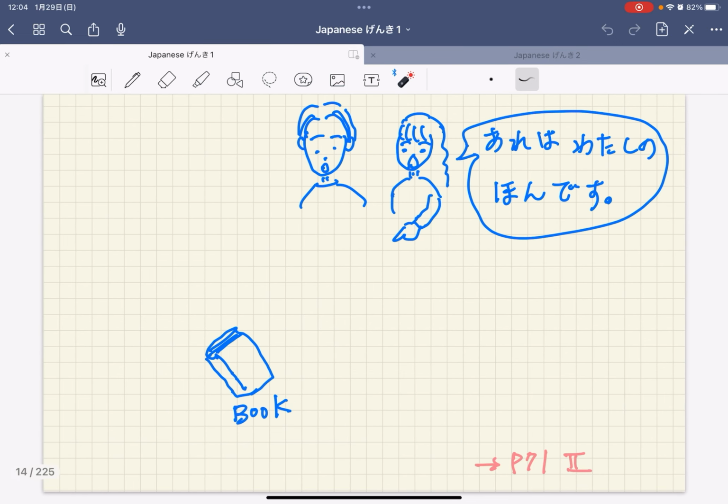Okay. How about this situation? So there are two people standing a bit far from the book this time, and she said あれは私の本です. So book is not close to the speaker or listener this time, so she uses あれ. あれは私の本です. So it means that is my book.